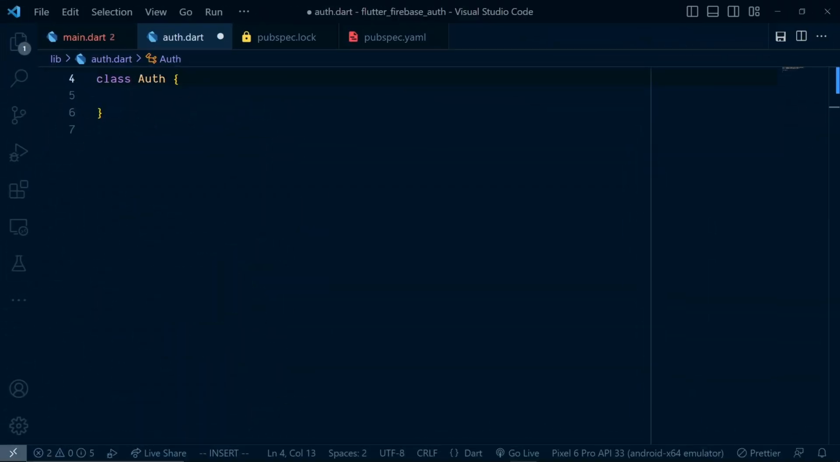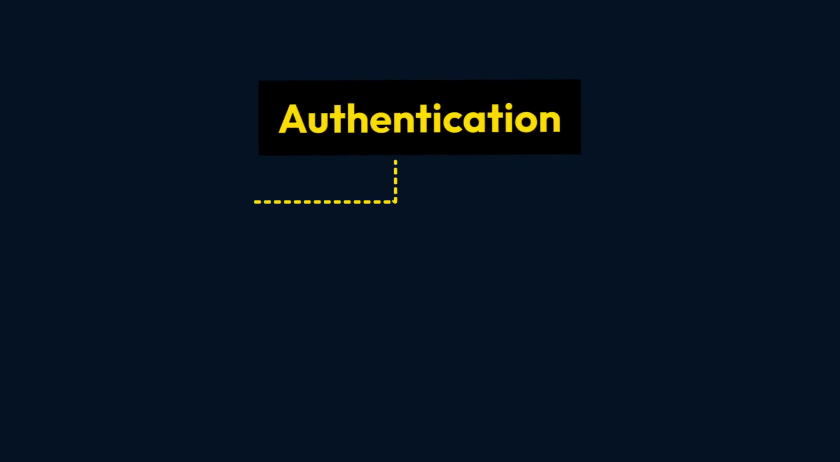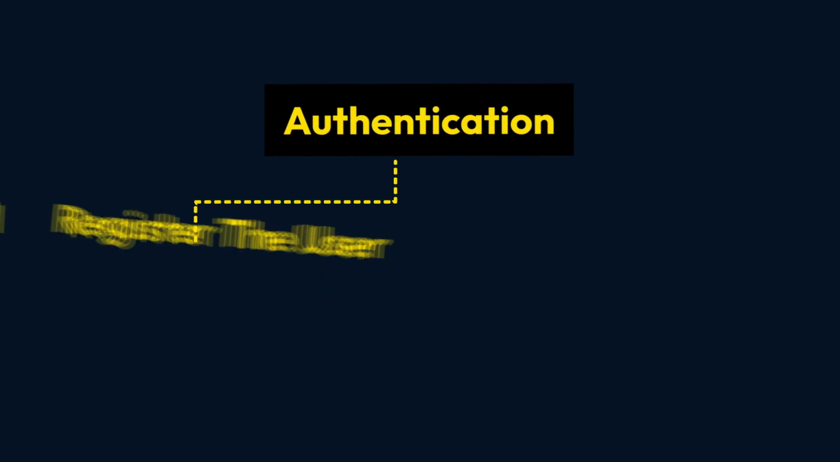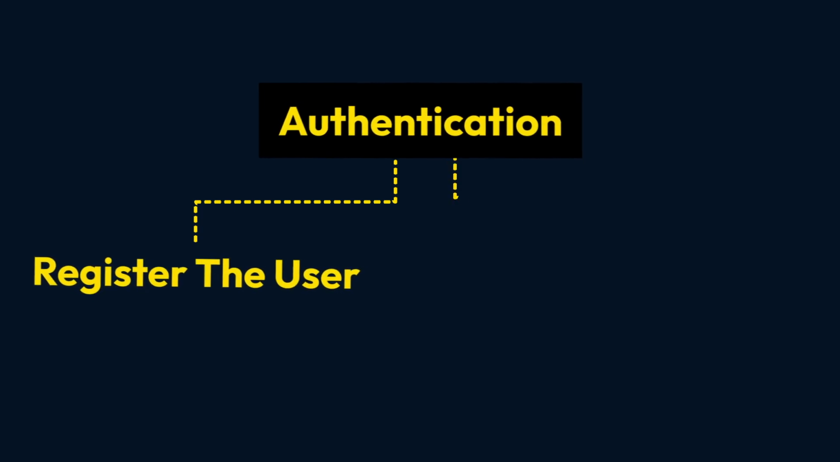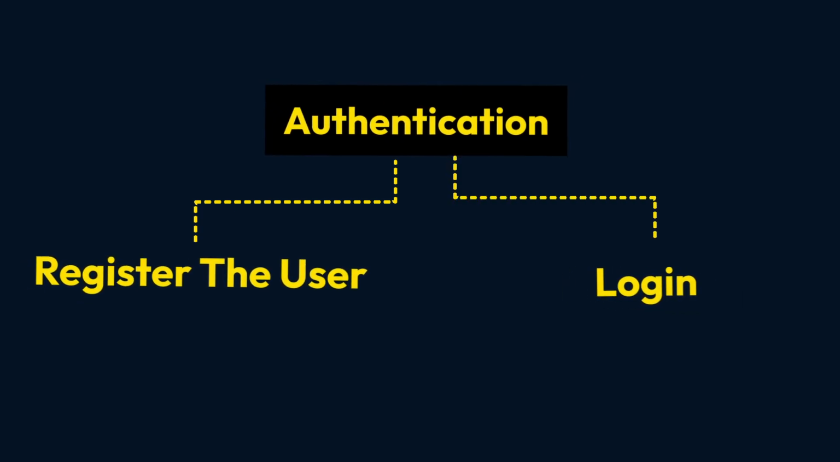Now let's create an Auth class which will contain all the logic for the authentication. In it, we'll create a variable to store the Firebase Auth instance. Now there are two scenarios we will look at. First, when the user enters the email and password for the first time. In that case, we have to register the user using the Firebase Auth. And second, when the user wants to log in using previously registered email and password.